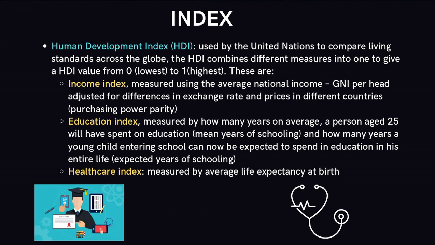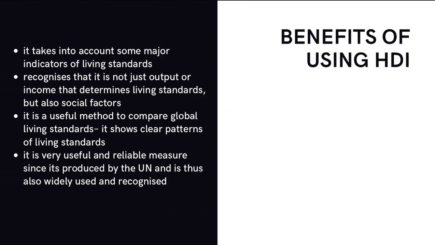Then Education Index is measured by how many years on average a person aged 25 will have spent on education, which means the years of their schooling. And how many years a young child entering school can now be expected to spend in education in his or her entire life, which is the expected years of schooling. Healthcare index is measured by average life expectancy at birth.